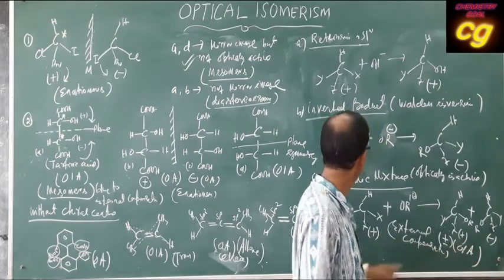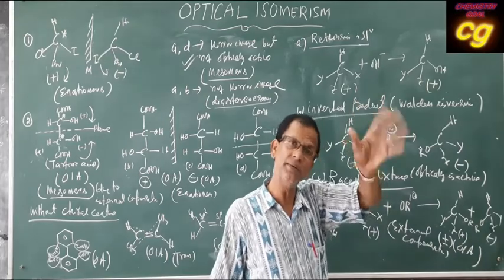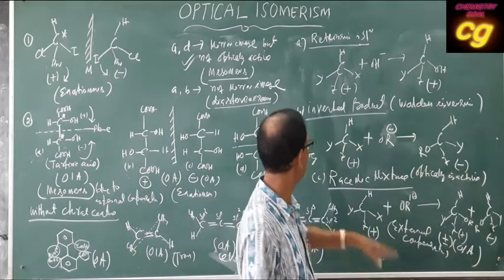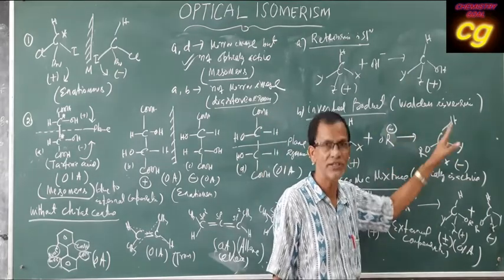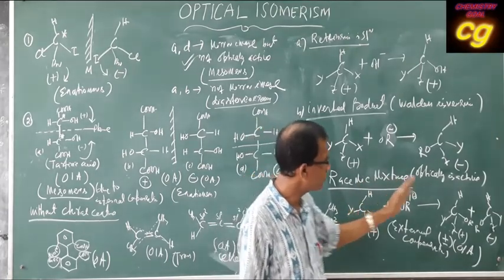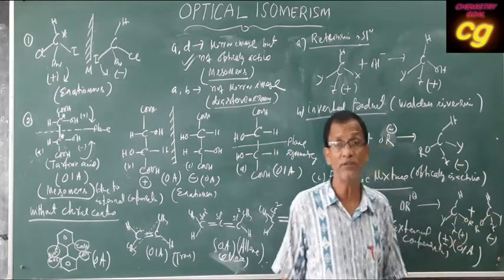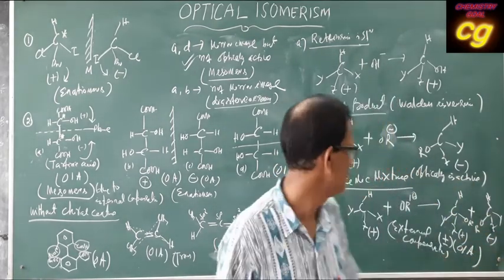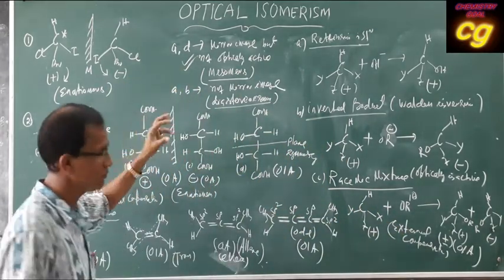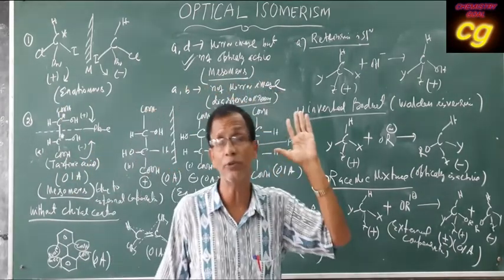So retention means plus converts to plus, and optical activity remains. Inverted means optical activity remains, but plus converts to minus, only that changes. But when a racemic mixture is produced, plus converts to plus and minus, and minus converts to plus and minus. That means one plus opposes another minus. That's why it is optically inactive. So this is a brief concept regarding optical isomerism.